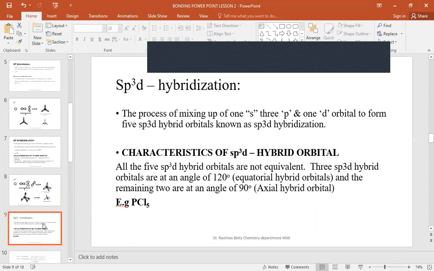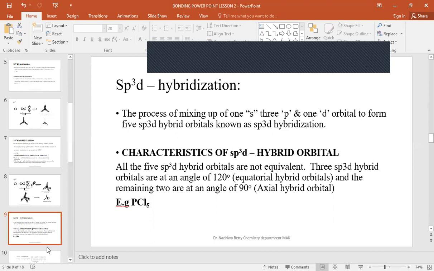sp3d hybridization is the process of mixing up one s, three p, and one d orbital to form five sp3d hybrid orbitals. The point to note here for sp3d: all five sp3d hybrid orbitals are not equivalent. Three sp3d hybrid orbitals are at an angle of 120 degrees, which are the equatorial hybrid orbitals, and the remaining two are at an angle of 90 degrees, which are the axial hybrid orbitals.